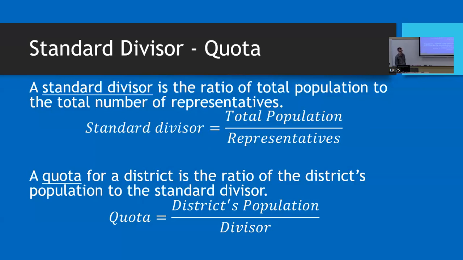So we take the district's population over the standard divisor. That's what we mean by quota. So standard divisor basically gives you how many people should be represented by each representative. And a quota is going to say, well, how many representatives in an ideal world would this district get? And the trouble with a quota is, once again, a lot of times these quotas are going to come back with decimals. And we cannot allocate 0.28 of a representative. Does that make sense?